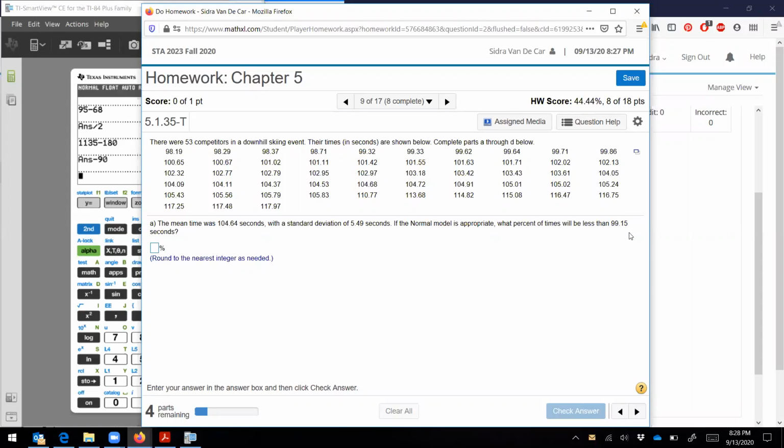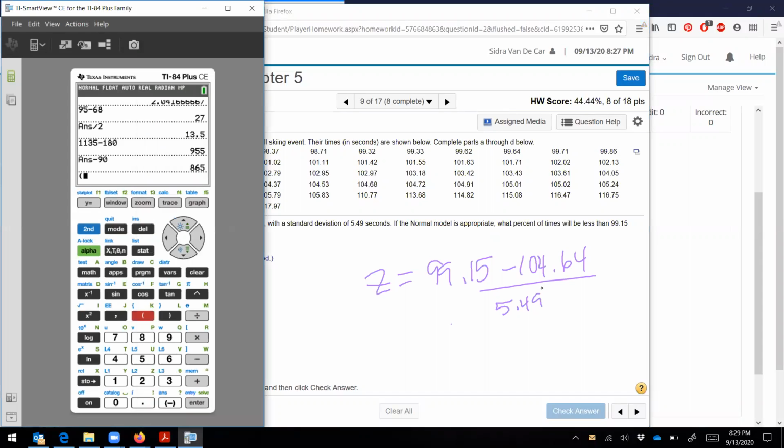So we're going to go right here and we're going to go z is equal to 99.15 minus 104.64 over the standard deviation of 5.49. Okay, so look like that, enter, and we get a -1.